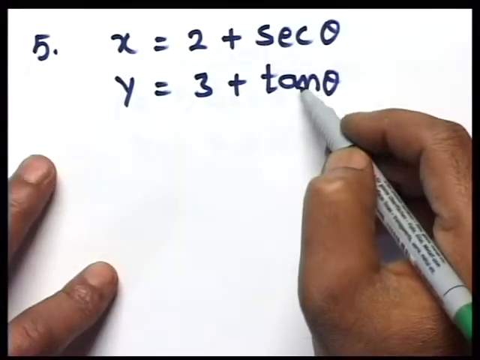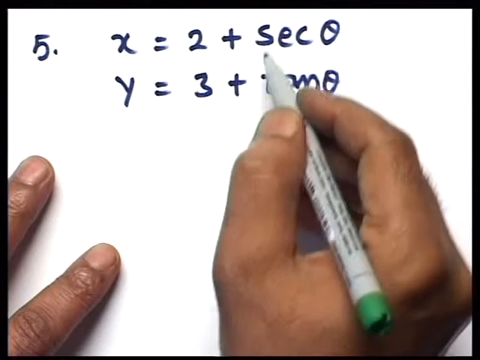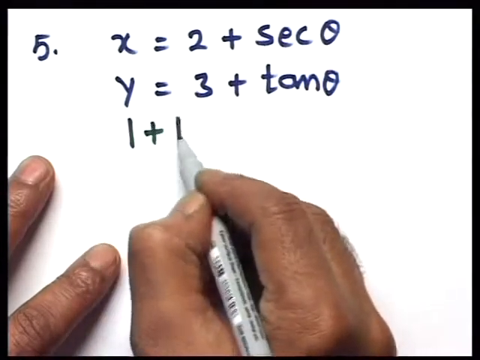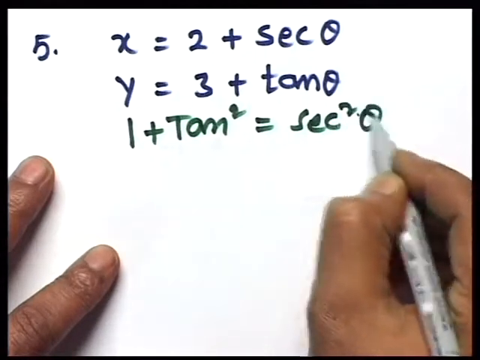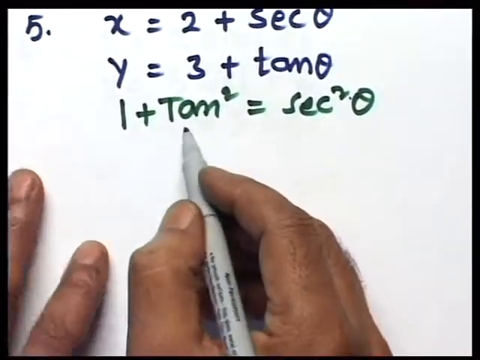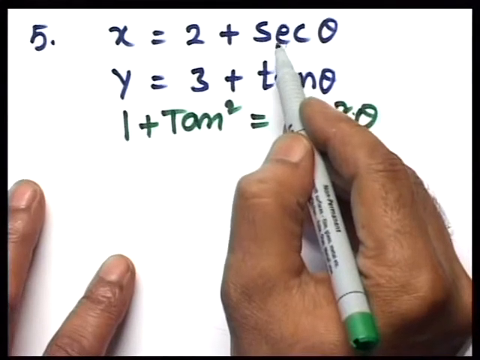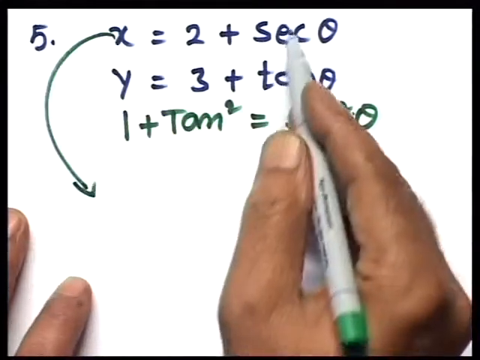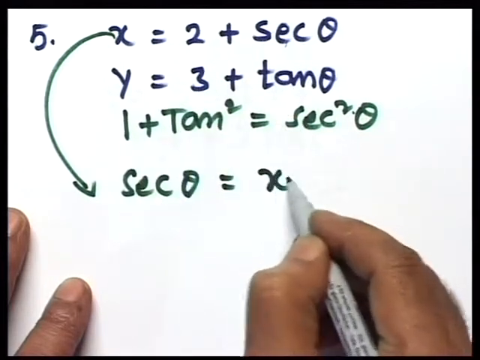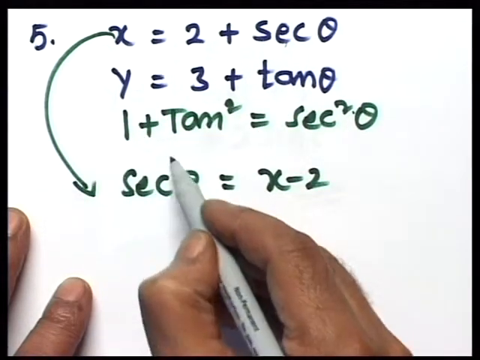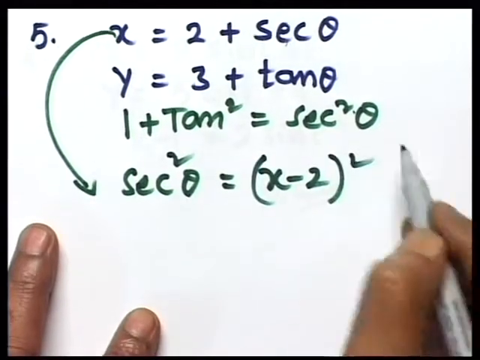Sec and tan. Important, right? We know 1 plus tan squared theta equals sec squared theta. That's what we know. Let's go and find sec squared theta from there, the first one. If you make sec theta common, you're supposed to get x minus 2. Right? If it's sec squared theta, that's a whole square.